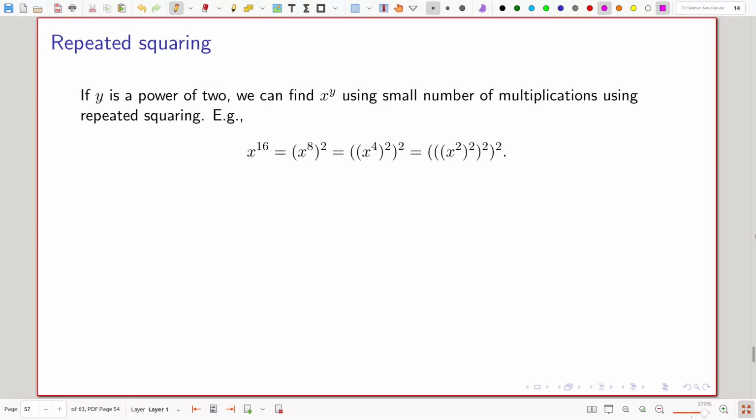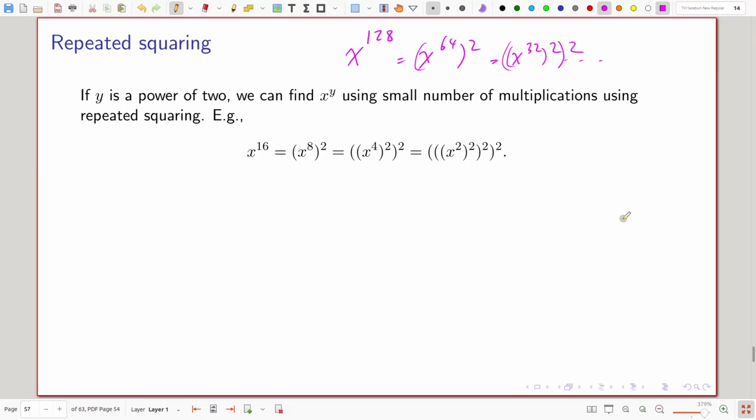So to compute x to the y, you compute x to the y over 2, squared. Okay? And this works if the exponent is a power of 2. So, for example, to compute x to the 128, basically it's x squared, squared, and so on, right? You actually square 8 times, then you get x to the 128.